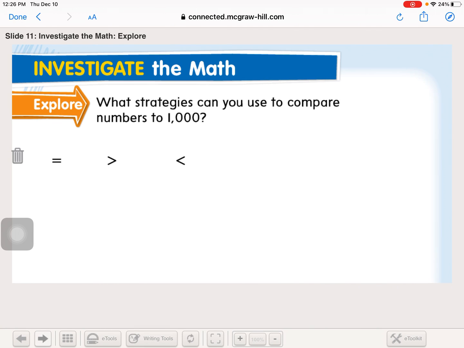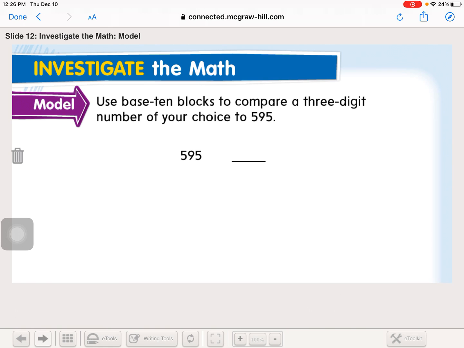So what strategies can you use to compare numbers to 1,000? So we can represent the numbers using objects and see which number represents more objects. We could also look at each place value and determine which one, starting with the biggest place value, is the bigger number, and then going towards the smaller place values if they're the same. We could draw a picture, right? There's lots of different tools that we have that we could use. So let's go ahead and practice one of these.